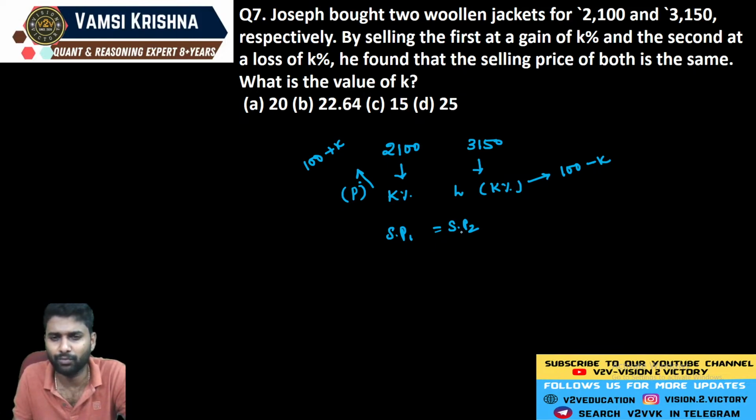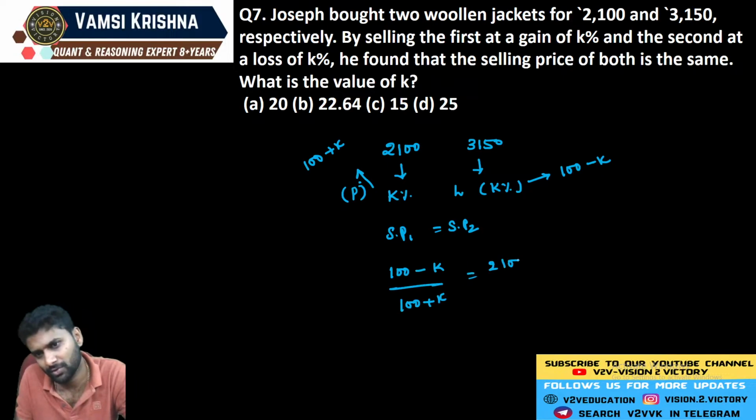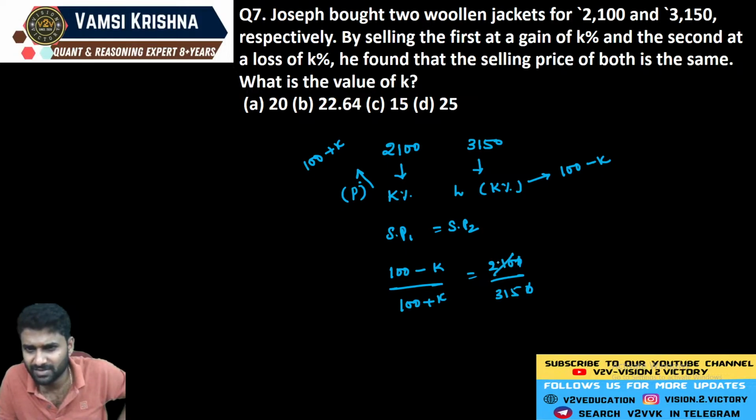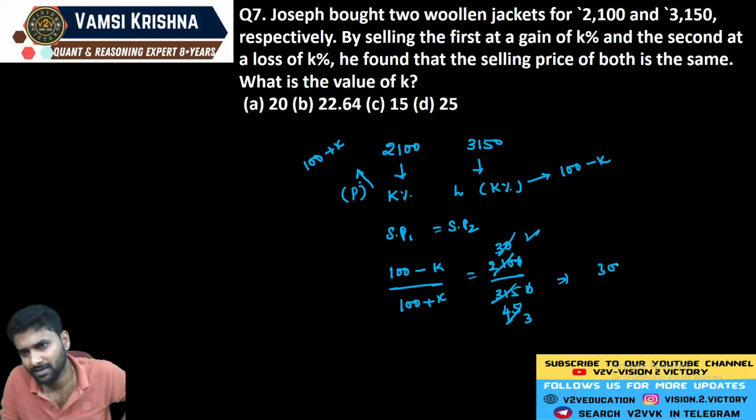Now finally see, if both are equal, you can get (100 minus k) divided by (100 plus k) is exactly equal to 2100 divided by 3150. Just cancel. Now here, 7 × 1 is 7, 7 × 3, 7 × 4, 7 × 5, 15 × 2, 15 × 3. Just cross multiply here. 300 minus 3k is exactly equal to 200 plus 2k. Now you can get k is equal to.